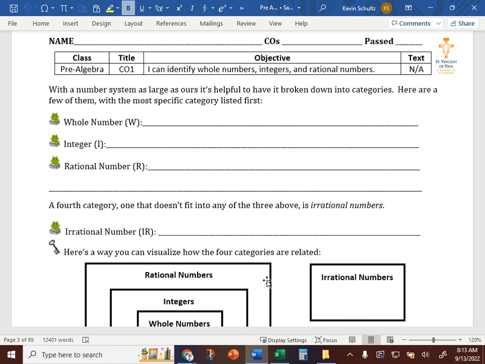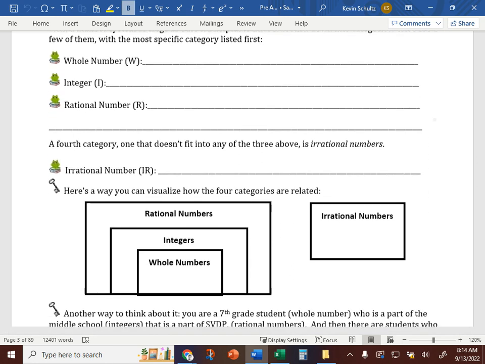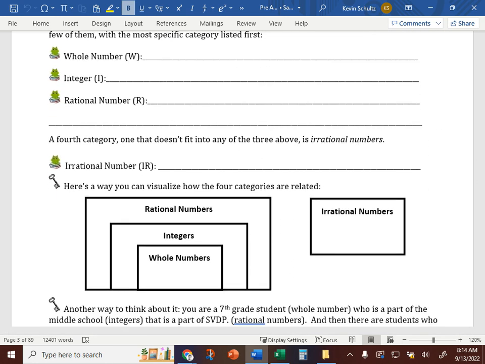Very good. Okay. So we have some terms that we get to define, and they are whole number, integer, rational number, and irrational number. Anyone want to share what is a whole number? What is a whole number?